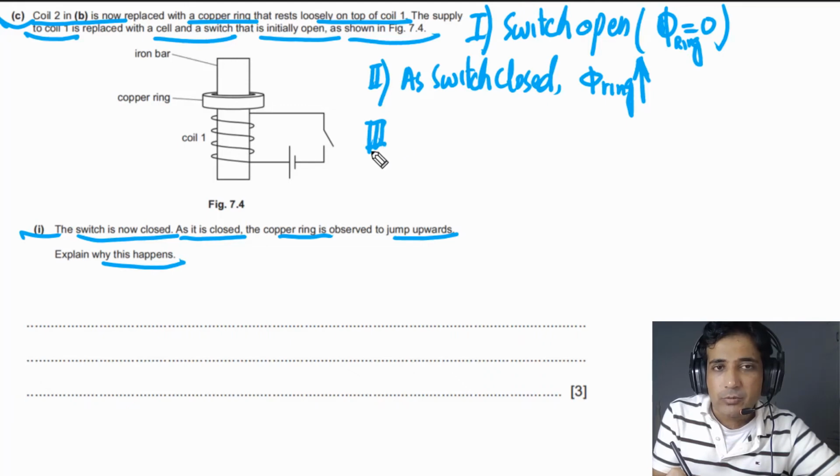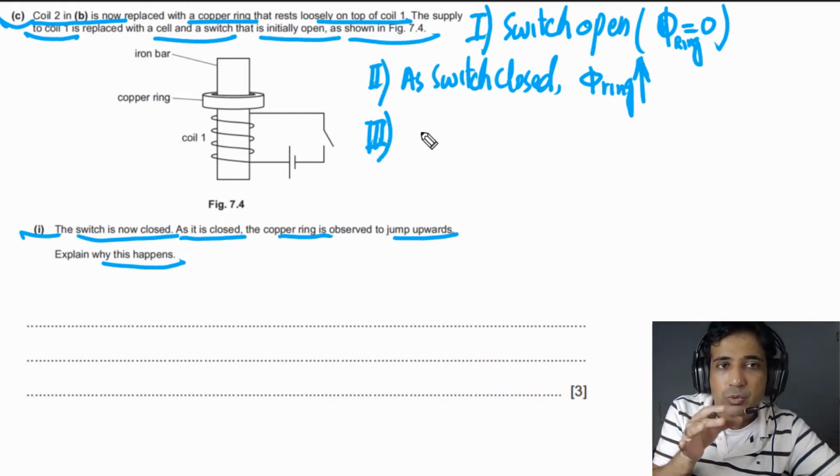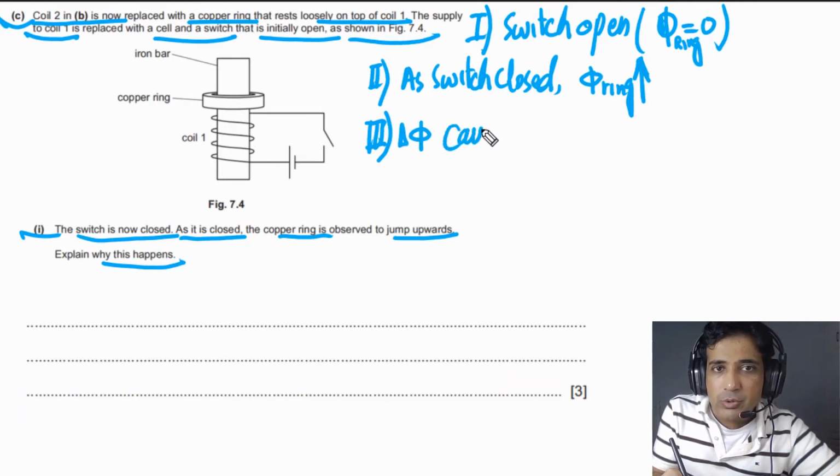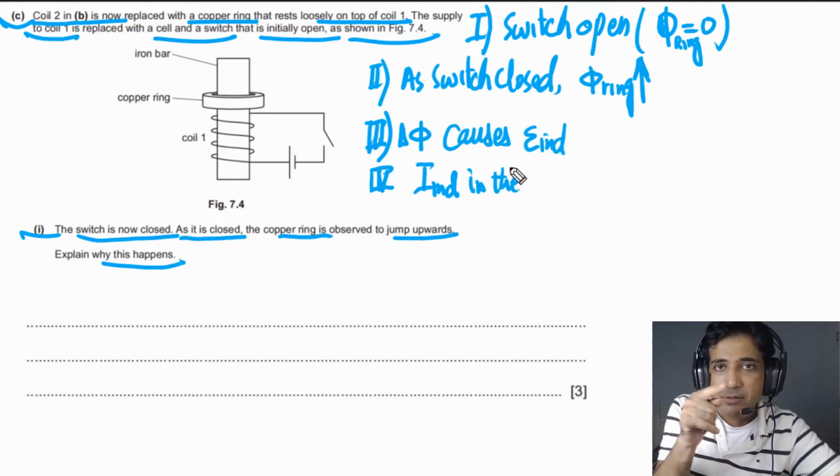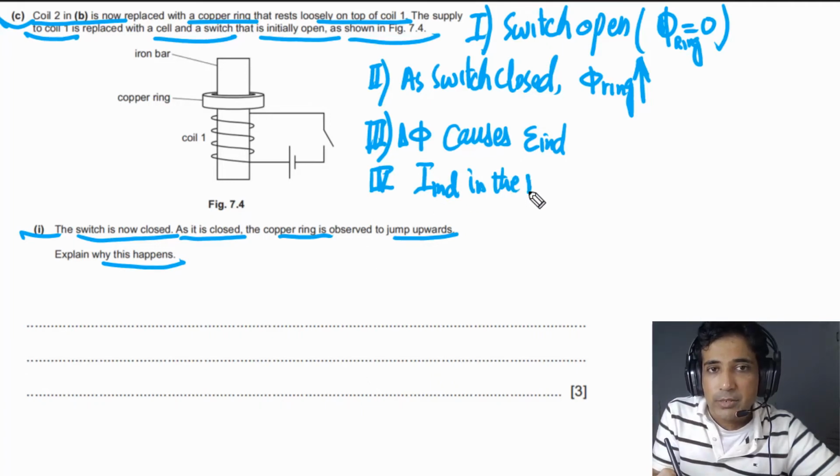So simply we can write down the third stage. As magnetic flux changes, change of magnetic flux will cause induced EMF in the ring. And induced EMF in the ring will cause induced current in the ring. So first of all, EMF will be induced. Then this ring is a complete circle, so there will be induced current in the ring.